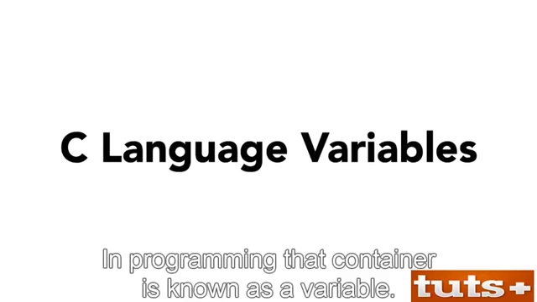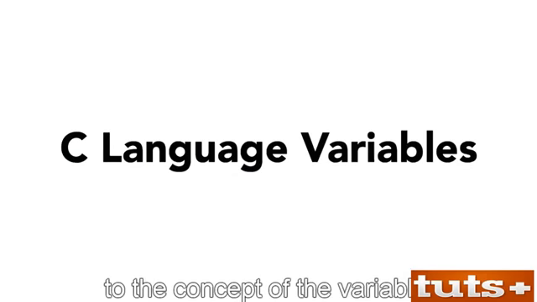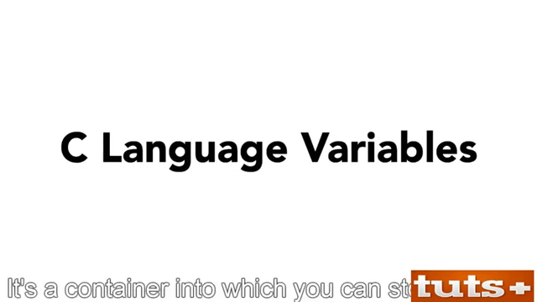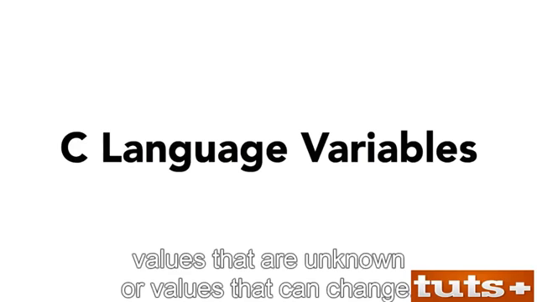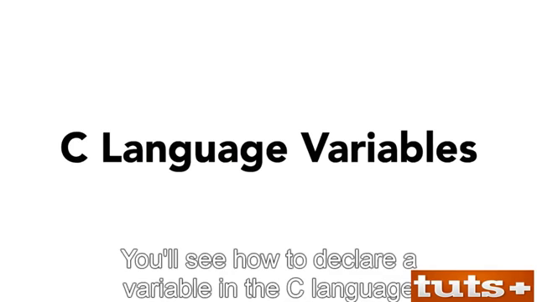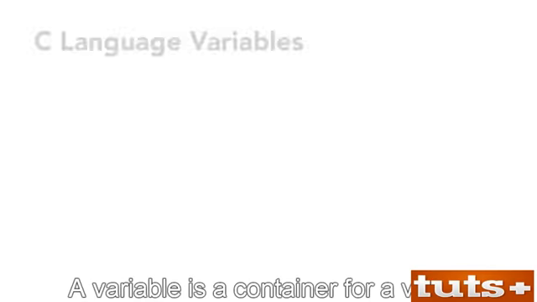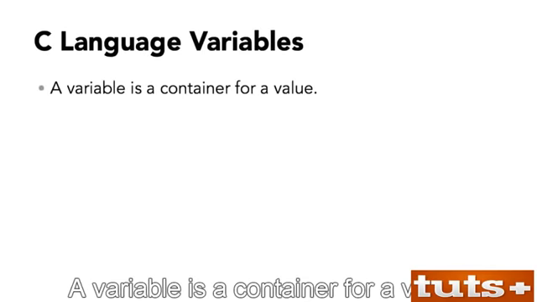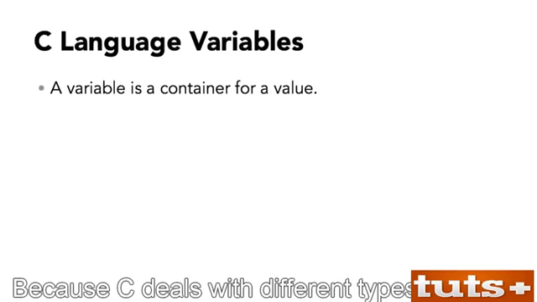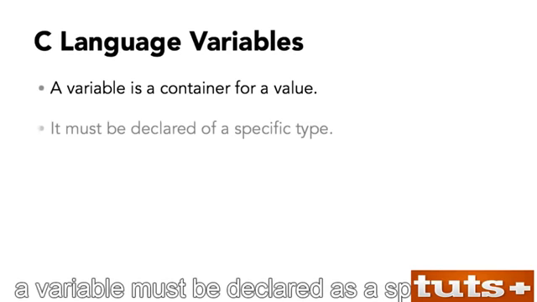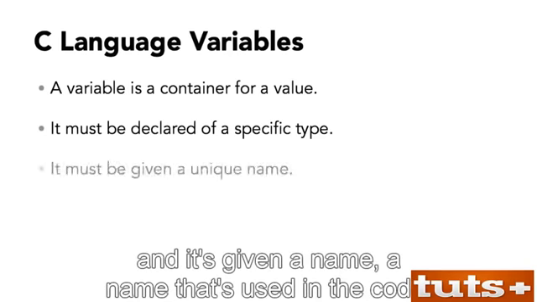In this movie, I introduce you to the concept of the variable. It's a container into which you can store values, values that are unknown or values that can change. You'll see how to declare a variable in the C language and how the variable is used in the code. A variable is a container for a value. Because C deals with different types of values, a variable must be declared as a specific type, and it's given a name that's used in the code.